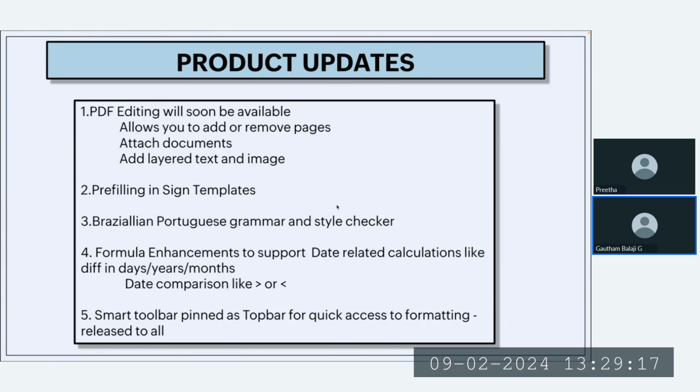And when it comes to the smart toolbar, as of now, when you select certain text, we provide you a toolbar, a kitchen sink box, where you can format your text. So you will have an option to pin that in the top bar so that you can access it from there anytime you require.